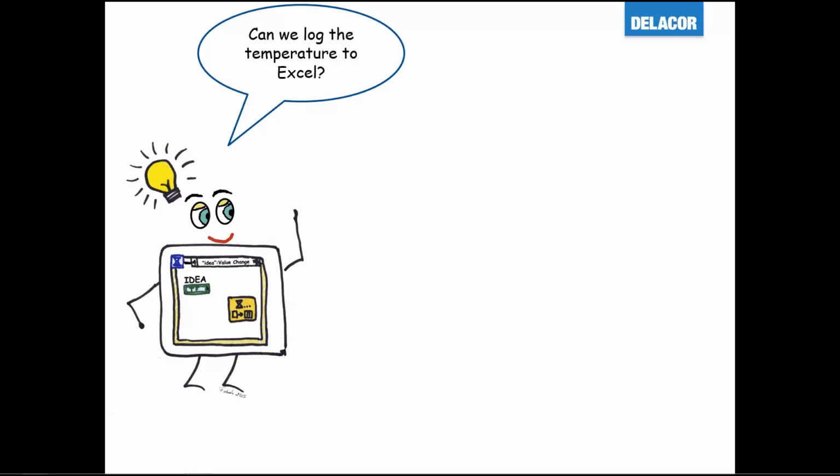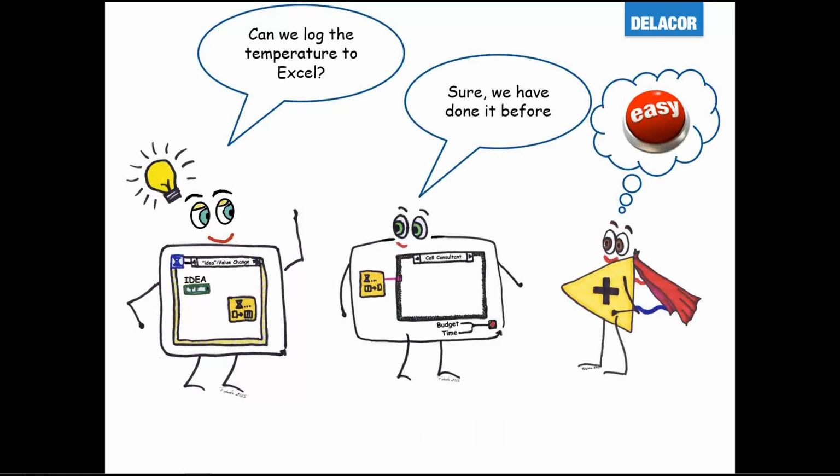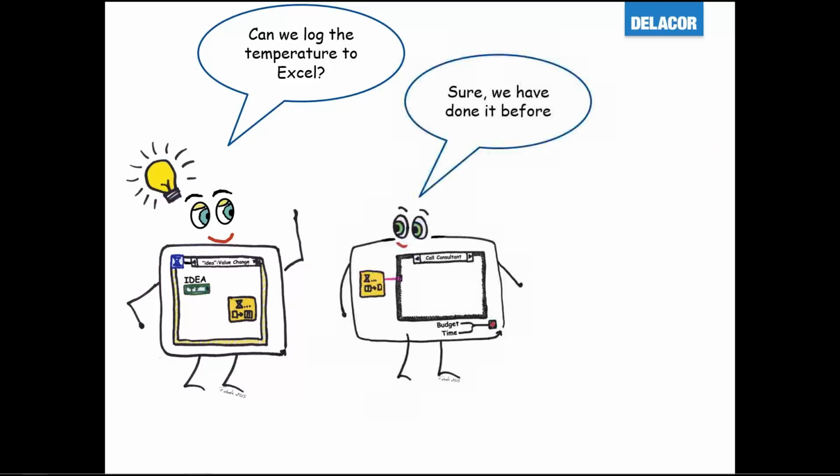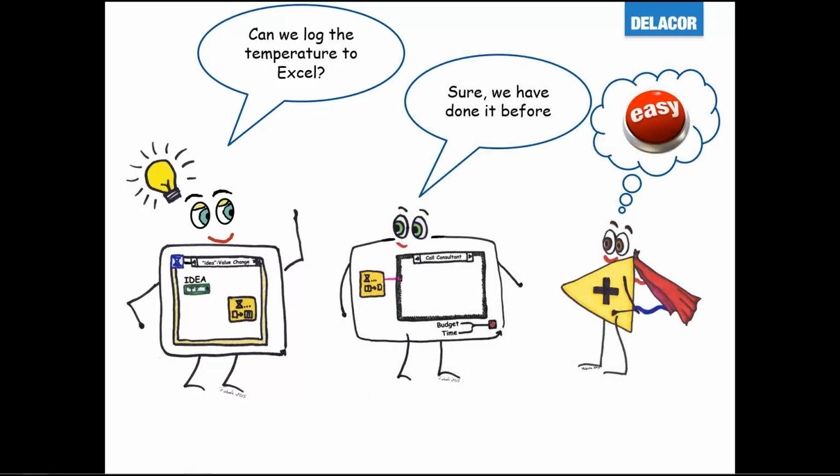So here's the end user. Now he gets an idea from somewhere, and this is a good thing. Can we log the temperature to Excel? Easy, right? Sure, we've done that before. There's the super CLA architect. Easy. It looks easy and straightforward. Everybody's looking like a hero. We're talking bonuses, stock options, all the way around.